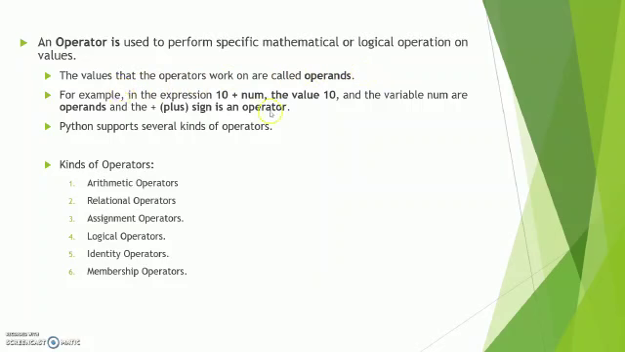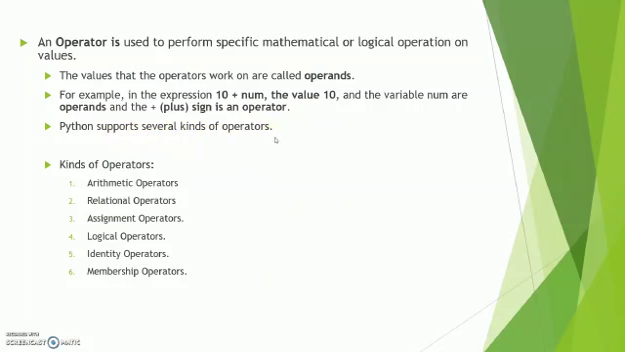Don't be confused. Look at this example here. In the expression 10 plus num, where num means number, the value 10 and the variable num are operands. The operator will work on 10 and num. That is why these are called operands, and the plus sign is an operator. For example, if we have 2 plus 3, 2 and 3 are called the operands and the plus sign is called an operator.